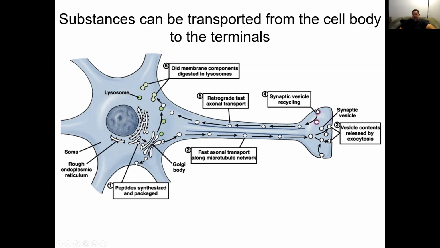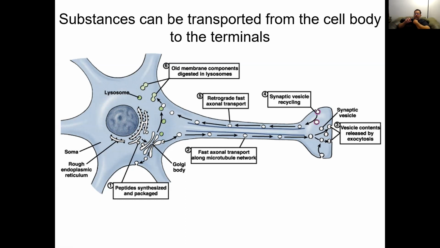The peptides are formed, and they'll travel to the Golgi body. Now, what does a Golgi body do in a cell? Hopefully you remember this. It modifies and finishes up the packaging of the protein. Often these proteins are going to be neurotransmitters, like acetylcholine.